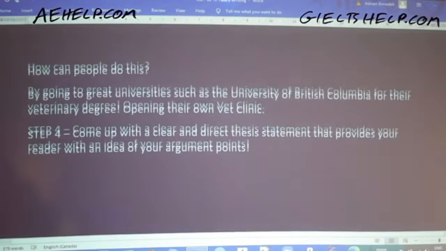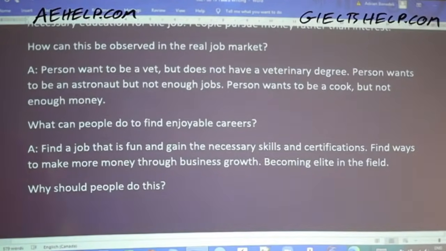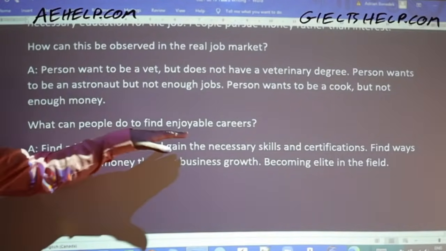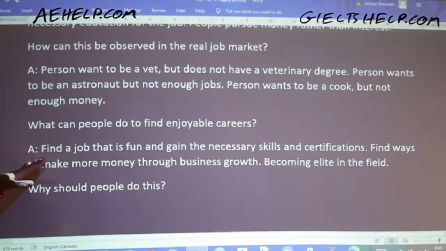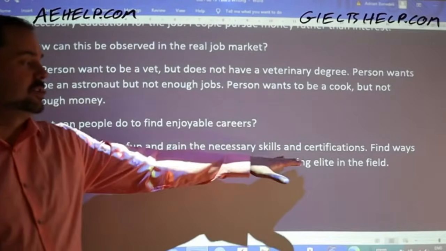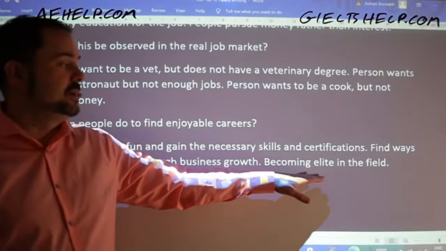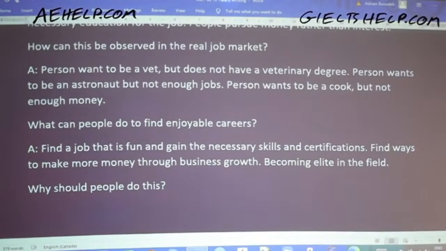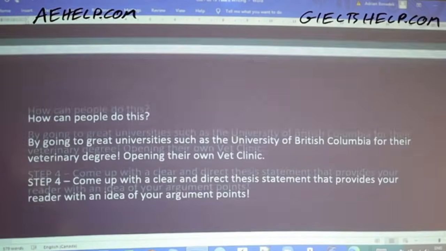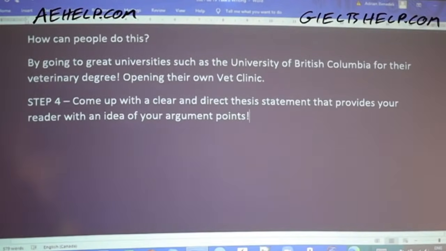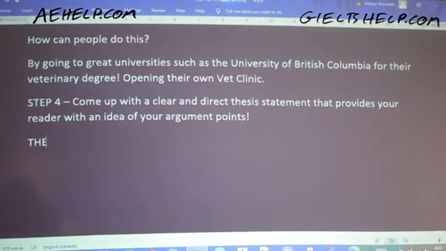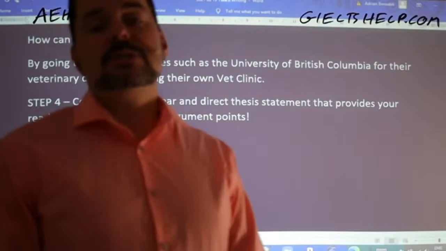And then we have our next one here. What can people do to find enjoyable careers? Finding a job that is fun, gaining the necessary skills, certifications, finding ways to make more money through business growth, becoming elite in the field. Okay. So based on that information, come up with your thesis statement. Okay, let's see if you can come up with some great thesis statements for your essay.